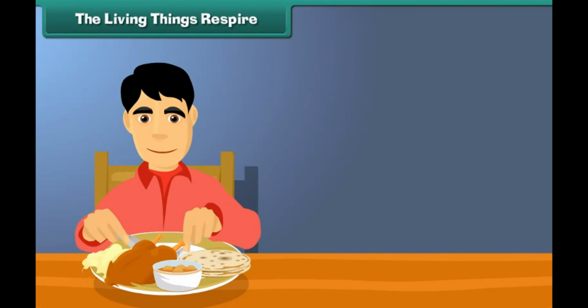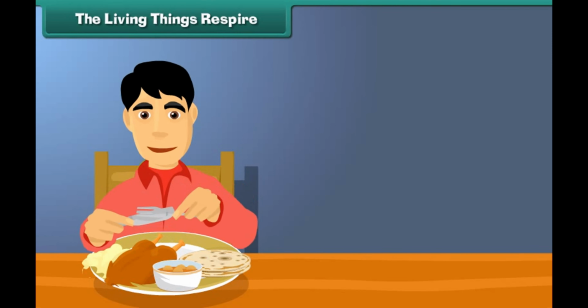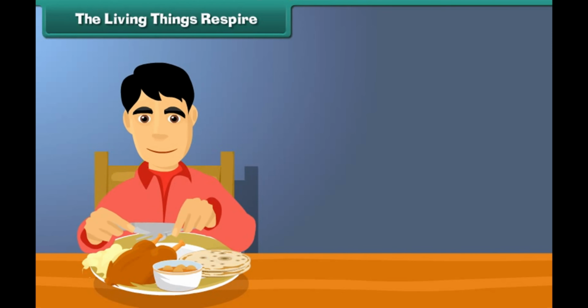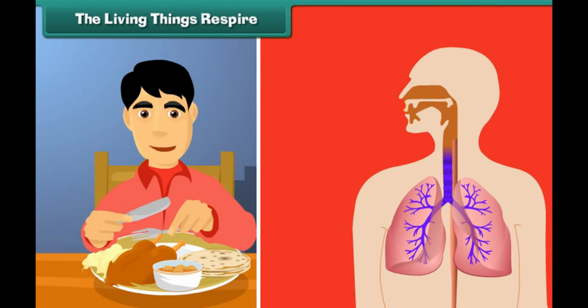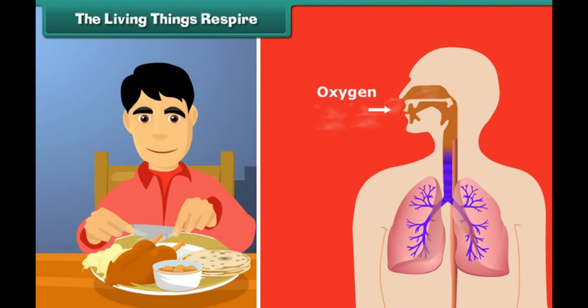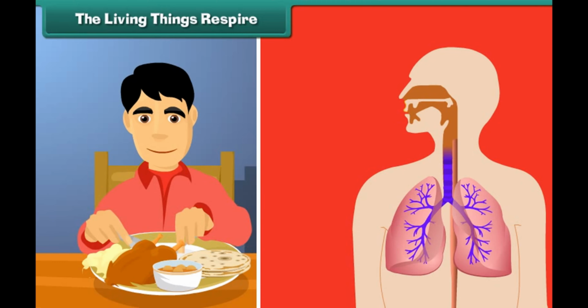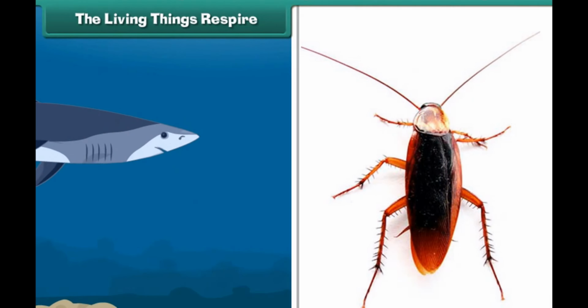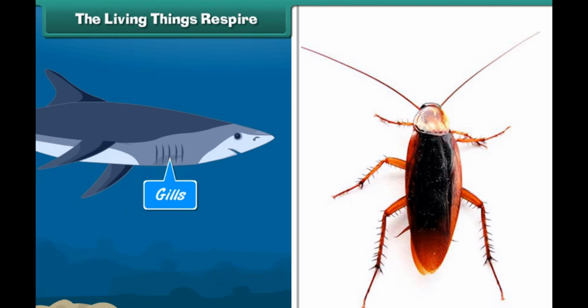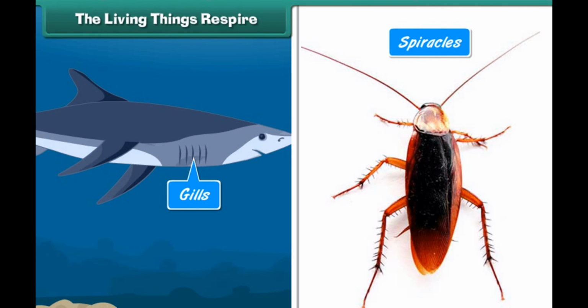Living things respire. Living things require oxygen to get energy from the food. They get the required oxygen by the process of respiration. During respiration, oxygen is breathed in, and through the blood it reaches each and every cell of the body. Human beings have lungs for respiration. Fishes have gills, and cockroaches have spiracles.